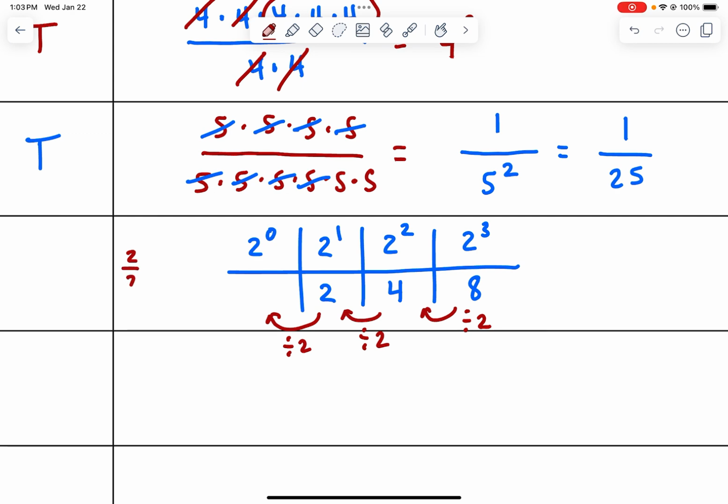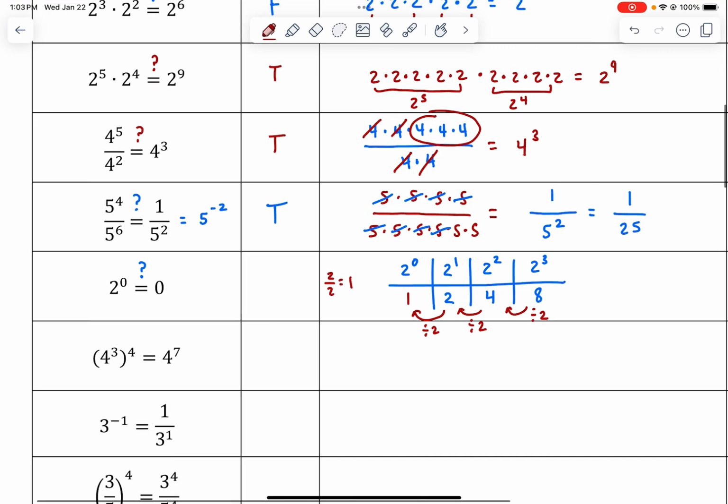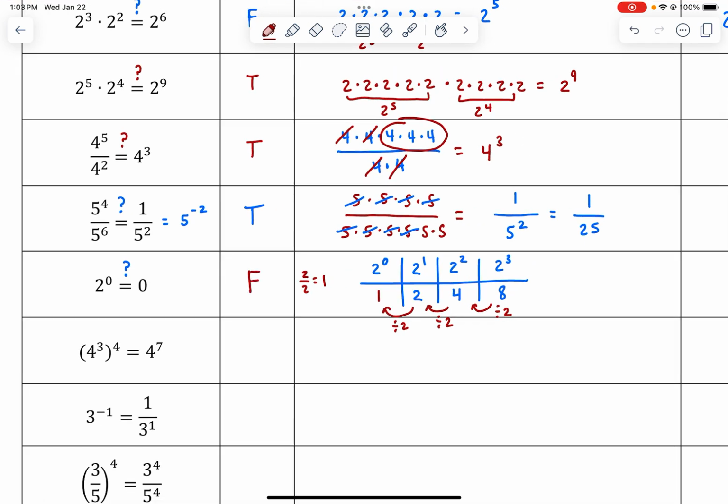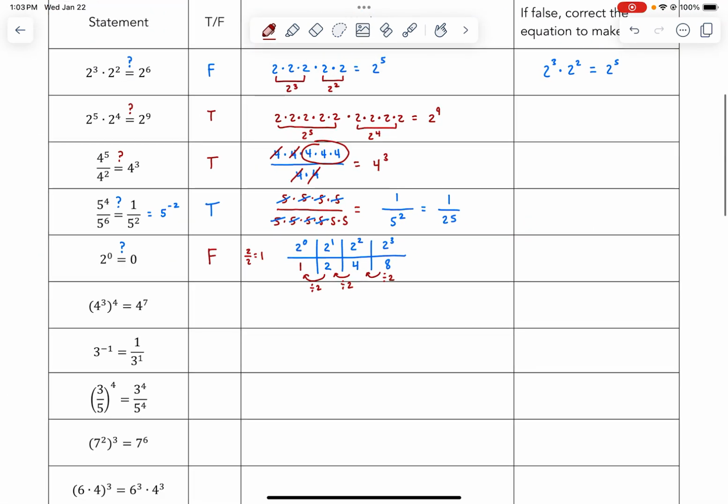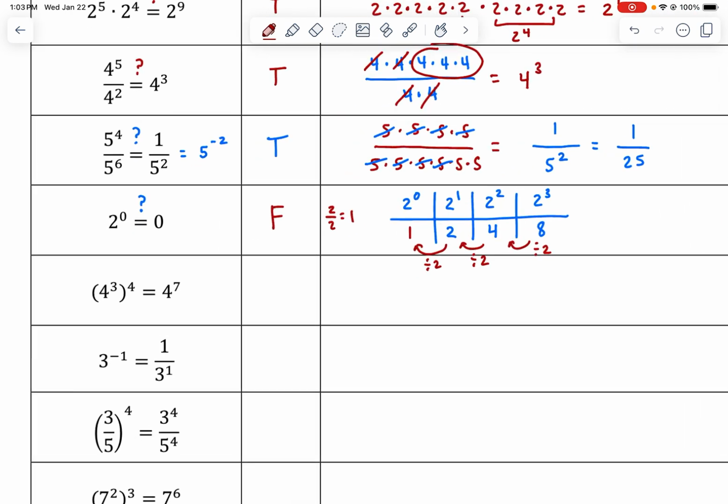And 2 divided by 2 is just equal to 1. So here, 2 to the 0 power would equal 1. So this statement would be false. And we'll correct it over here by saying 2 to the 0 is actually equal to 1. All right, let's go into the next one.